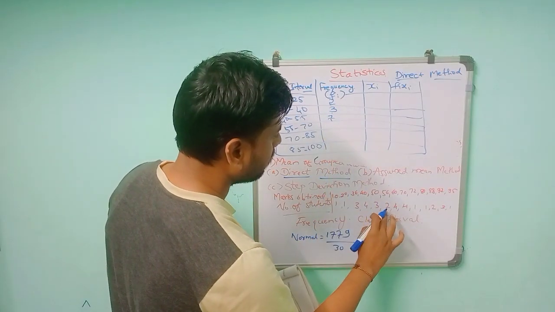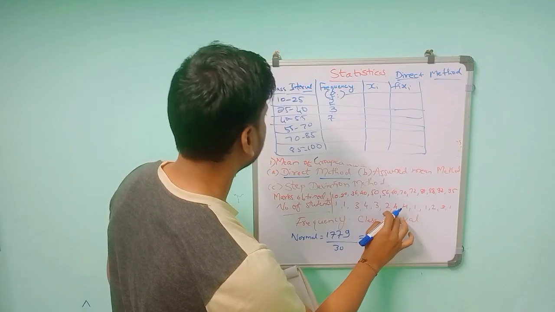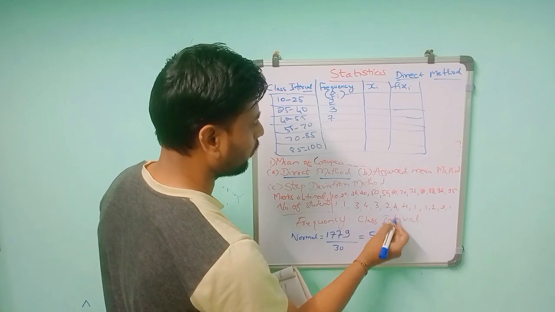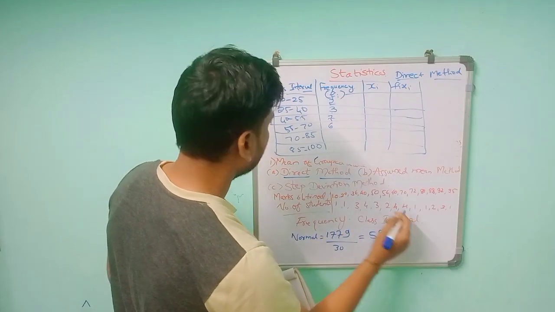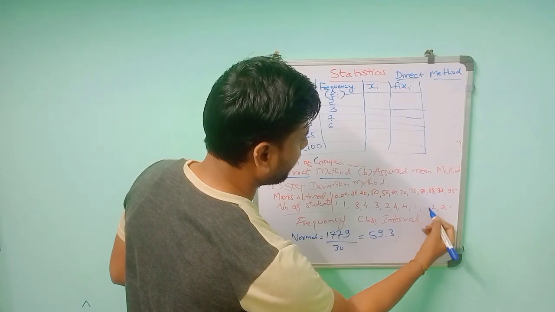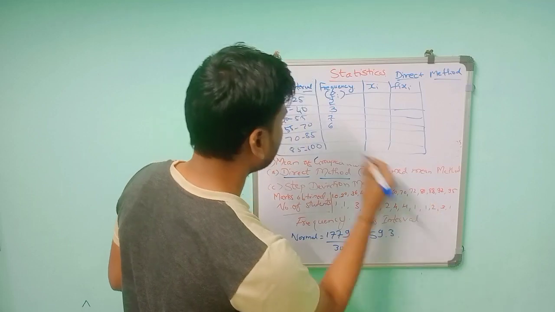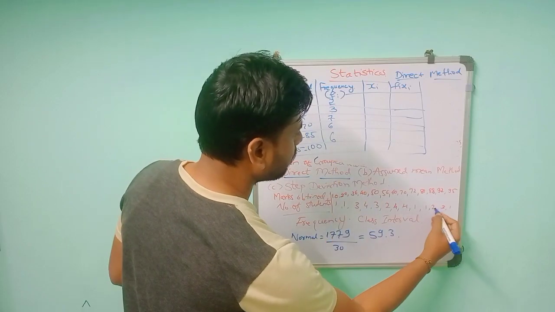Then this is 55 to 70. 55 to 70 is 2 plus 4, 6. 70 is there, so 70 means 2 plus 4, 6. Then if you take 70 to 85, 70 starts here and it ends here. So 4, 1, but it is 88, not included. So 4, 1, 5, 6, 6. Then the last is 2 and 3, 1, 6.